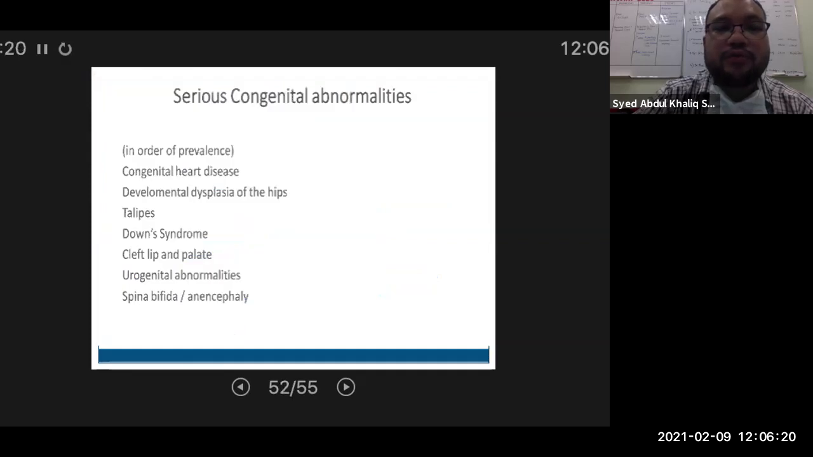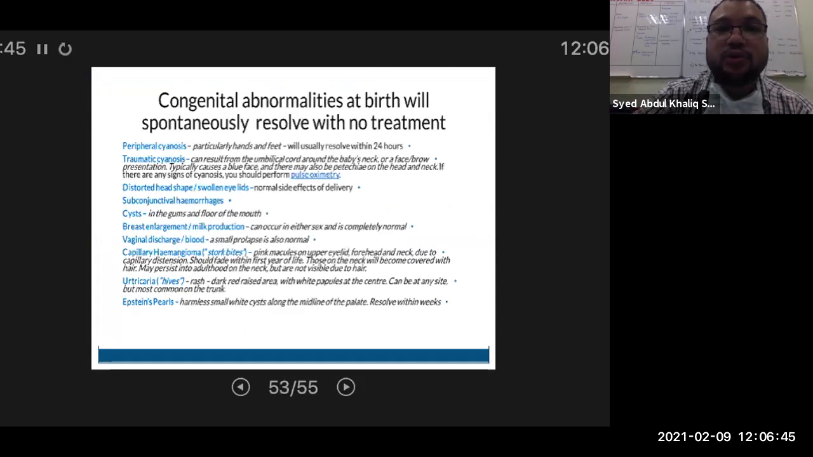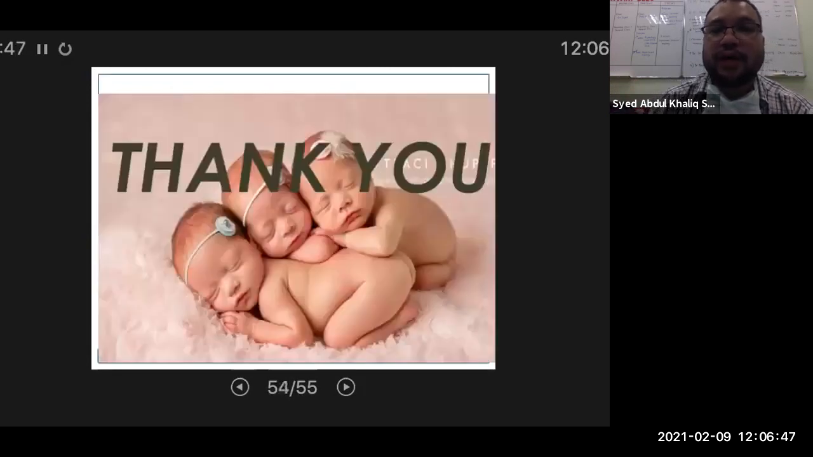All right. So we look for other congenital abnormalities. Is there any sign of congenital heart disease? DDH, where the hips are clicky, a dislocatable hip. Whether there is any talipes, signs of Down syndrome, cleft lip and cleft palate, so you need to assess. And any urogenital abnormalities, spina bifida, sacral agenesis, anencephaly, and so on and so forth. Okay, all right.